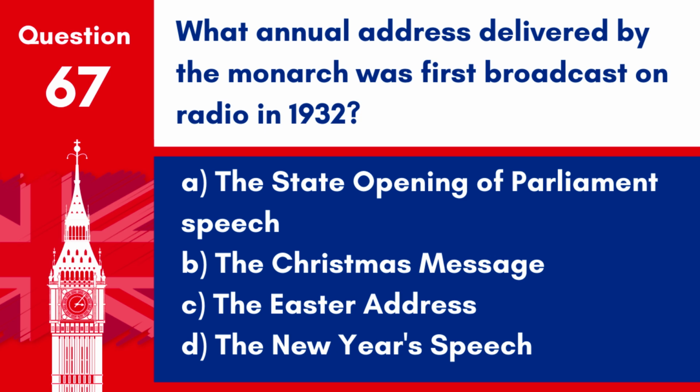Question 67. What annual address delivered by the monarch was first broadcast on radio in 1932? A. The State Opening of Parliament speech. B. The Christmas message. C. The Easter address. D. The New Year's speech. Answer B. The Christmas message. The Christmas message was the annual address by the monarch first broadcast on radio in 1932.